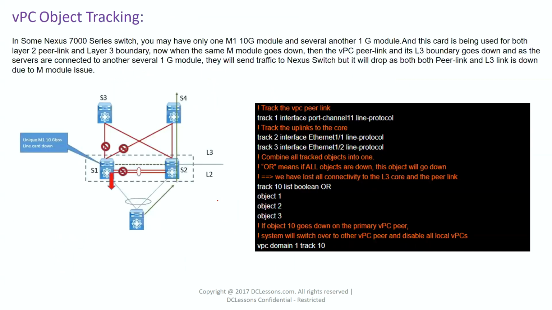So now we will talk about the object tracking. So in some Nexus 7000 series, let's suppose you have a single M1 module, and let's suppose you have an F1 module here, M1 module here, F1 module here. M1 module is used for your peer link. So let me write here. M1 module is being used for peer link and your uplink connectivity.